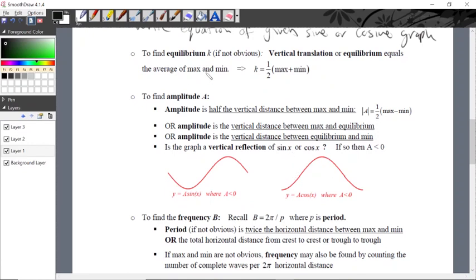Now, it's possible that the graph is given in such a way that the equilibrium is obvious. Maybe you already know what the y value is that goes right through the center, in which case that is the equilibrium or the vertical shift, and you're done. But if you didn't know what that central value was, and if you did know the maximum and the minimum, you could calculate what the equilibrium was, essentially by symmetry, because the equilibrium has to be halfway between maximum and minimum.